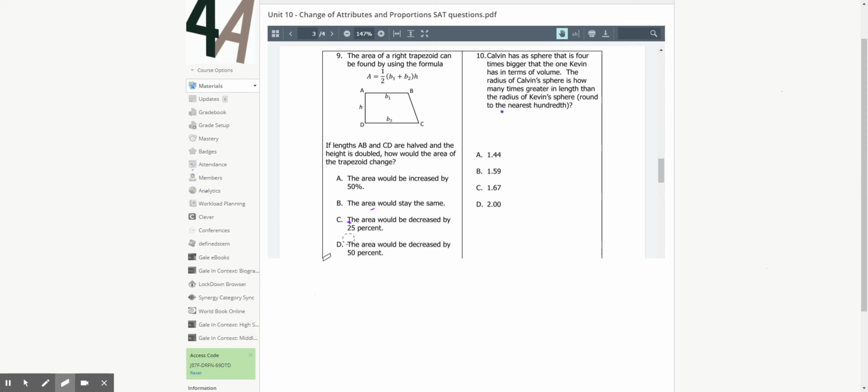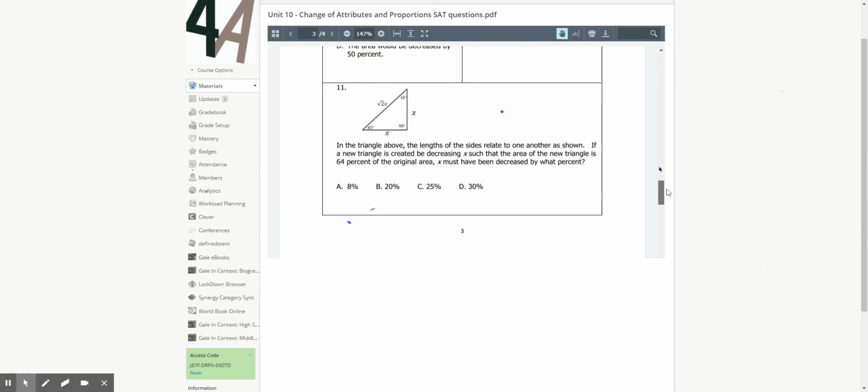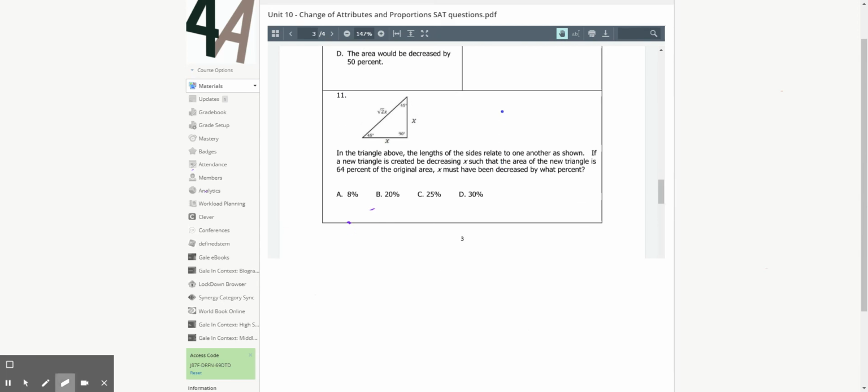All right. Cool. Need that clicked over here. 10. Oh, special right triangles. This isn't a special right triangle unit. What are we doing with this? All right, let's see.